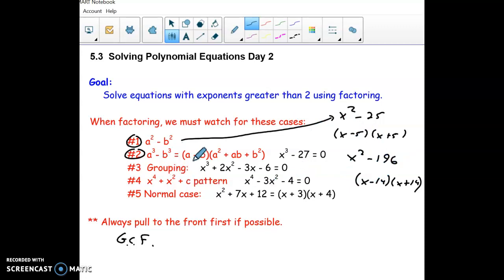Okay, and then there's also a case where it's a cube and a cube. So we have one for square minus square, and we're gonna have a new pattern for cube, which is usually one of the harder things to do all year long. So we'll hit that in this video.